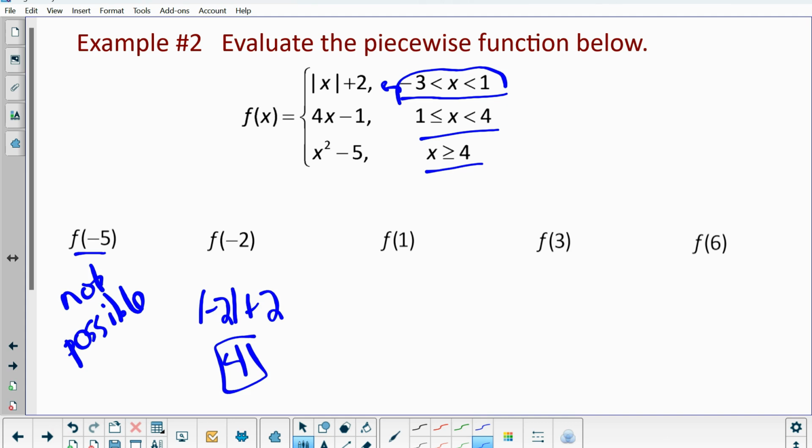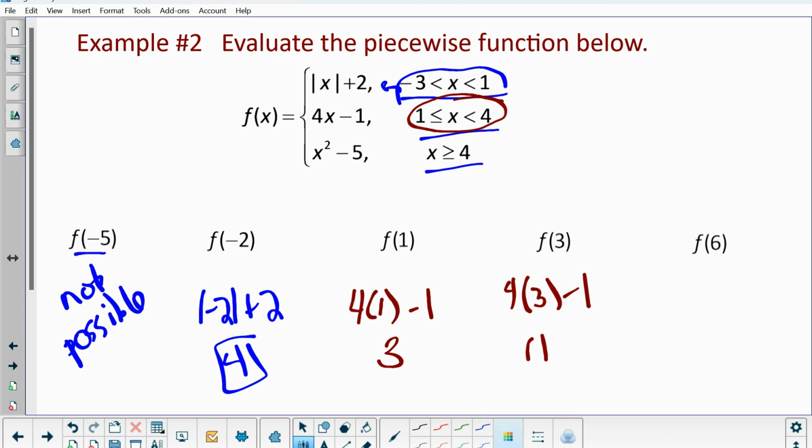F of 1, though, is where sometimes we get confused, so pay attention to this part. 1 has to be here because that's where it's equal to 1. So you're using that equal to sign to tell you to use the middle part. So 4 times 1 minus 1 is 3. F of 3 actually falls into that same space, so it's 4 times 3 minus 1. 12 minus 1 is 11.